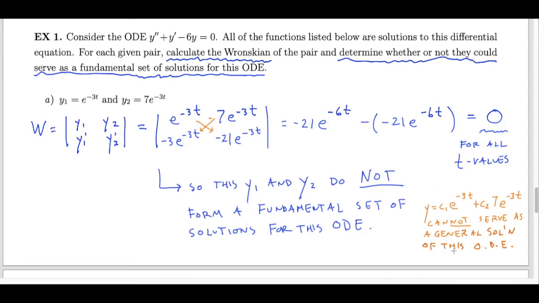Here I've stated that conclusion in a slightly different way. If I was to try to build the general solution as a linear combination of these two solutions, that function could not serve as a general solution for this ODE. Let's take a look at another example.